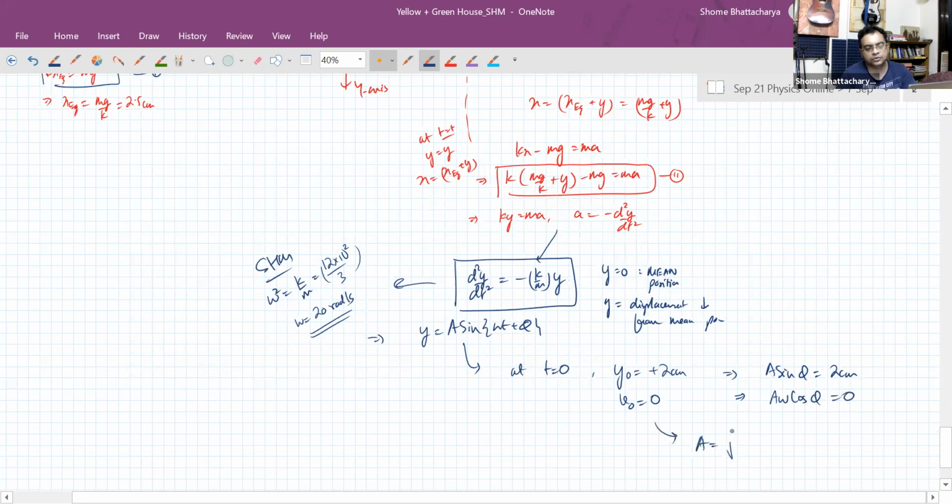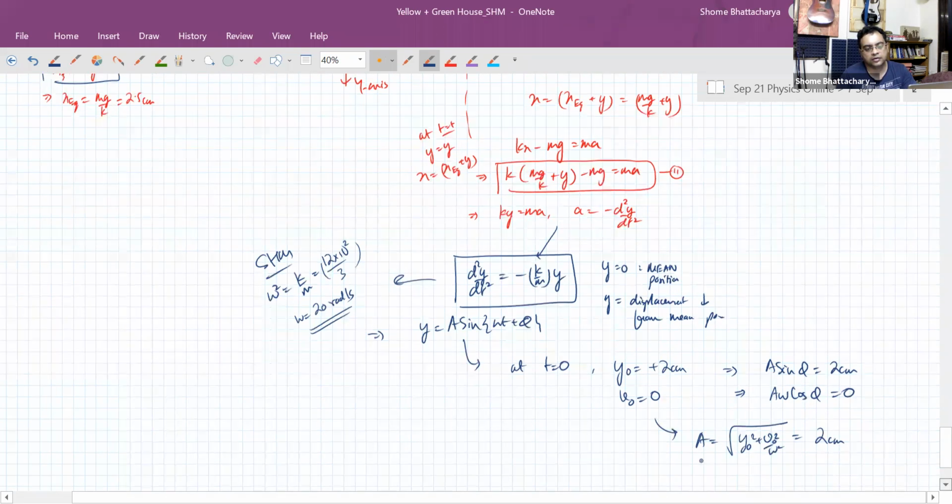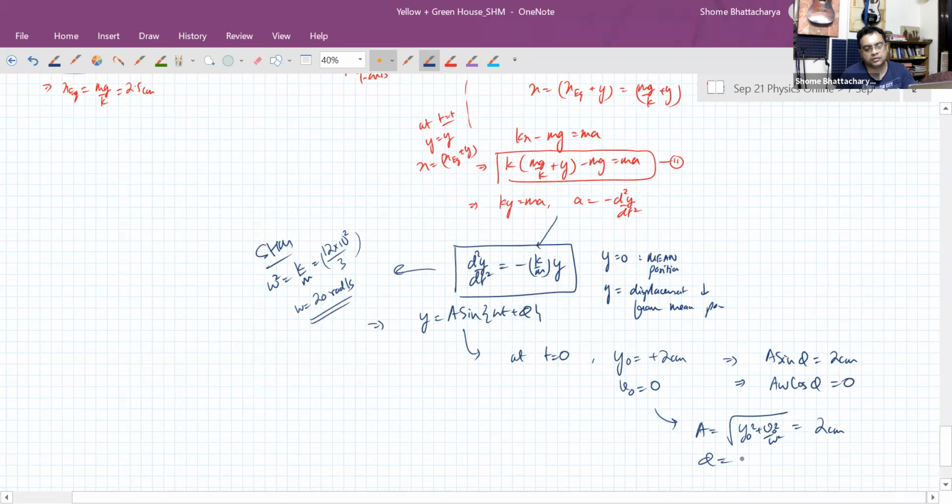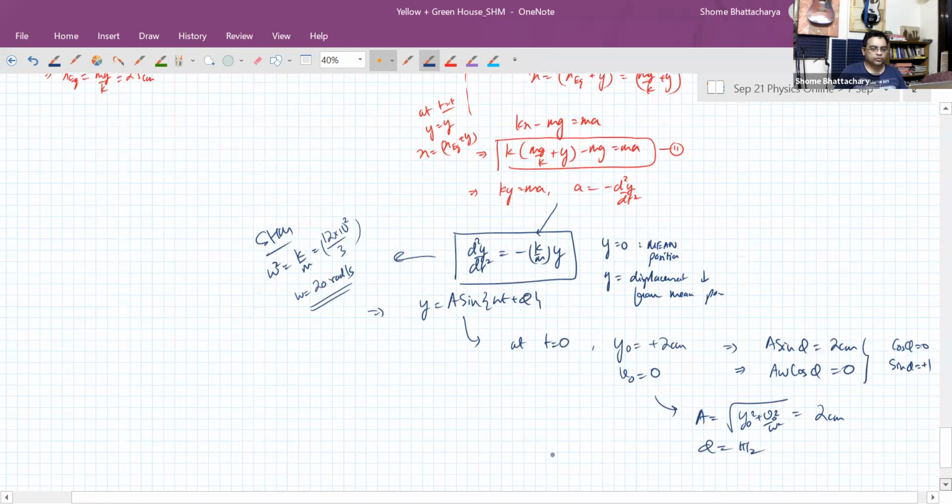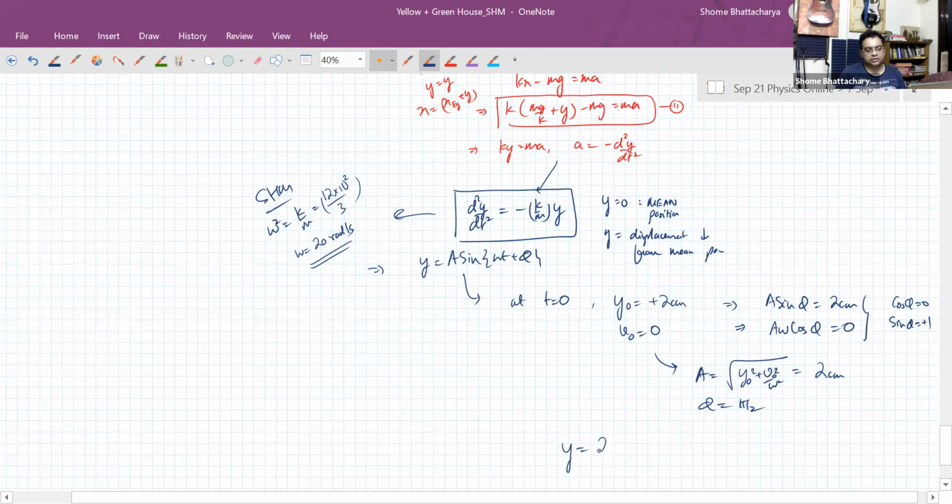You can see that the amplitude will be 2 centimeters. And the phase constant is pi by 2, because from here you can see that cos phi is 0 and sin phi is positive. So y as a function of time becomes 2 centimeters sin of 20t plus pi by 2.